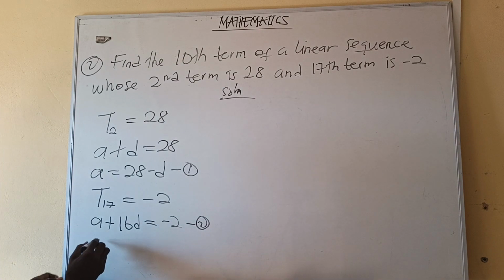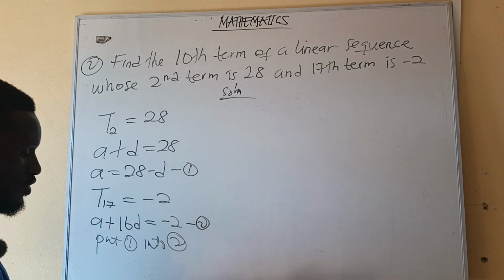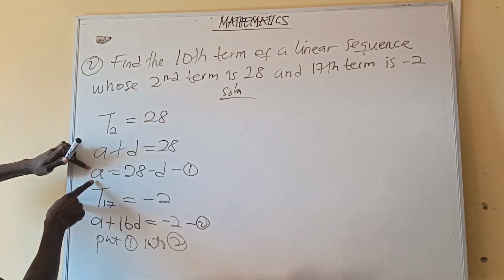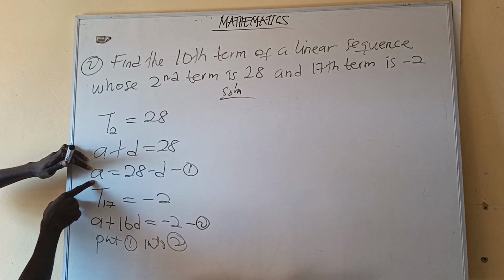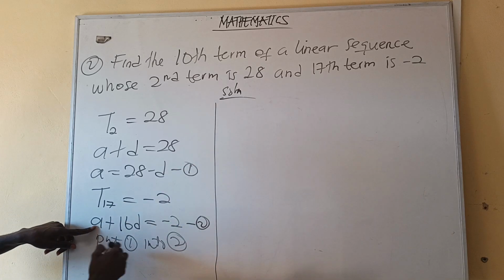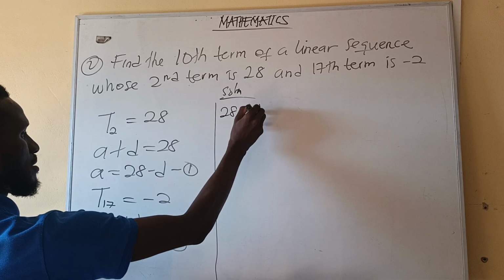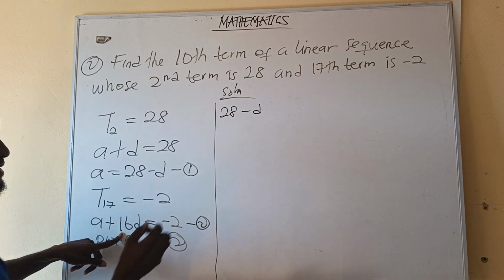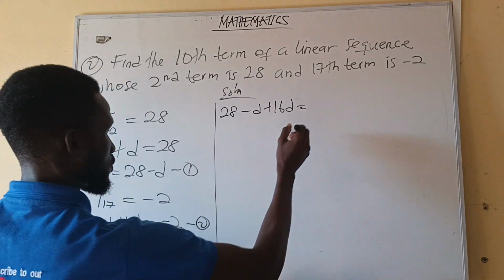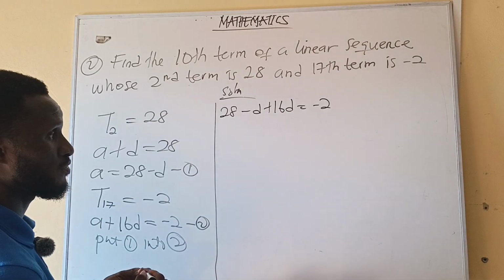What I'm going to do is put equation 1 into equation 2. Where I see a, I'm going to replace it with 28 minus d. A is 28 minus d, plus 16d, equal to -2. At this point, we can just group items to get the value of d.